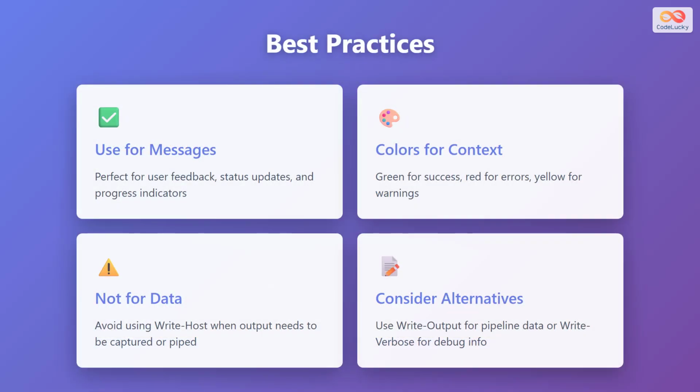Here are 4 best practices for using Write-Host effectively. First, use it for messages like user feedback, status updates, and progress indicators. Second, use colors for context. Green typically indicates success, red signals errors, and yellow suggests warnings. Third, remember that Write-Host is not for data. Avoid using it when output needs to be captured or piped to other commands. And finally, consider alternatives. Use Write-Output for pipeline data or Write-Verbose for debug information. Following these practices will help you use Write-Host appropriately in your PowerShell scripts.